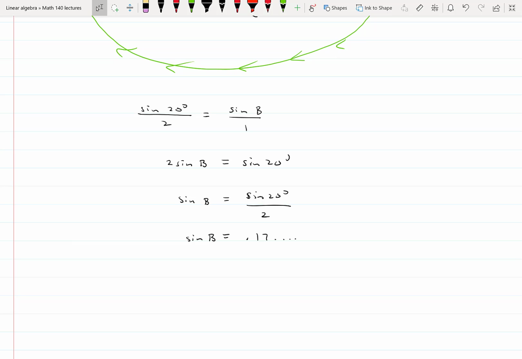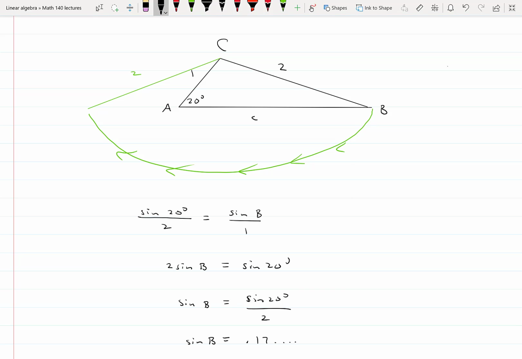Now that's less than 1, so that's okay. There's a triangle possible. Remember, if that was more than 1, we would conclude there's no triangle possible. So B equals the inverse sine of that, 0.17, whatever it is. So B, the calculator tells us, is approximately 9.8 degrees. So we put in 9.8 degrees in brackets.